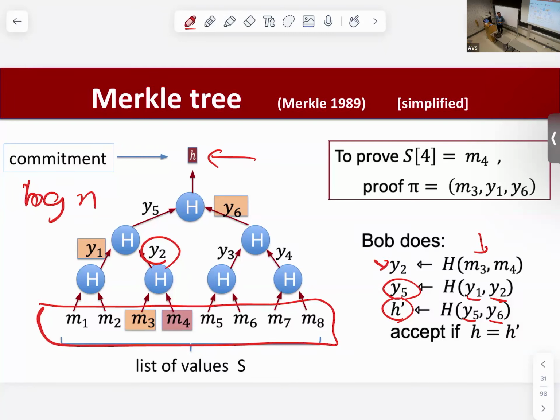Yeah. So then the proof is really just the set M3, Y1, Y6. Exactly. And you could act on the tree. Yeah. The tree is public. No, you don't need to know the tree. Alice knows the tree. Alice provides this. H is public. This is public. H is public. Yes.